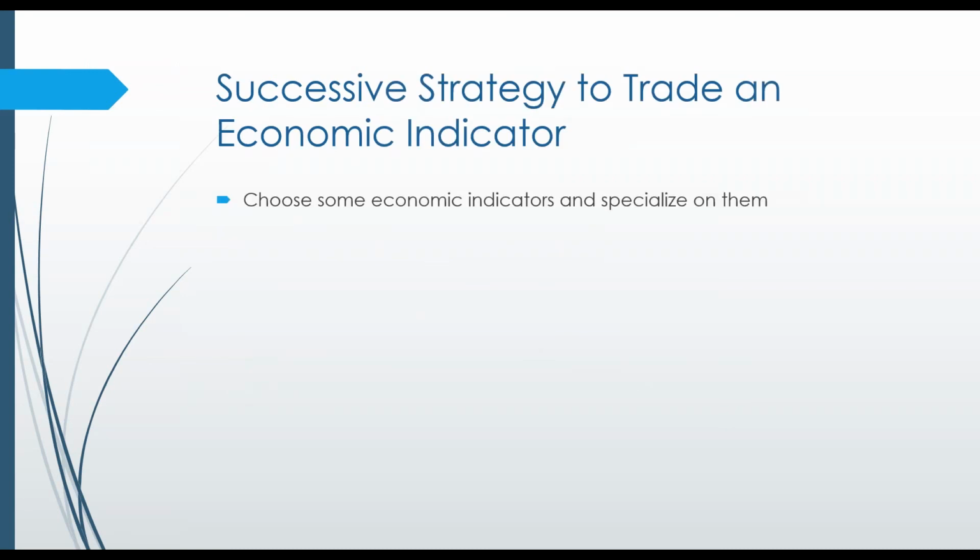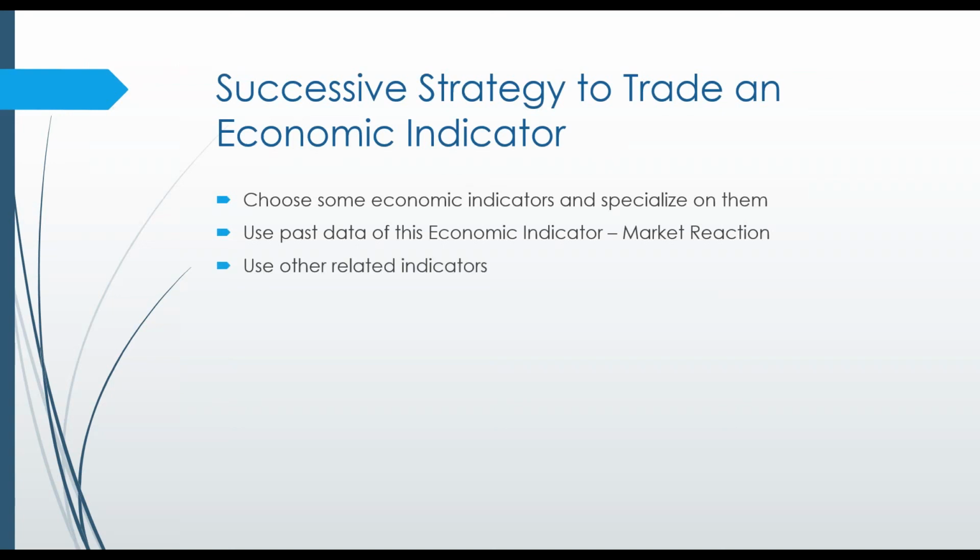First of all, my suggestion for a successful strategy is to choose some economic indicators and specialize in them. Each indicator is different, so it needs a different method. To create your strategy, you can use past data of that indicator and how the market reacted in similar cases, and this will also help you to find out the take profit and stop loss levels. As each indicator is affected by some others, include past data of the other related indicators in your method too.